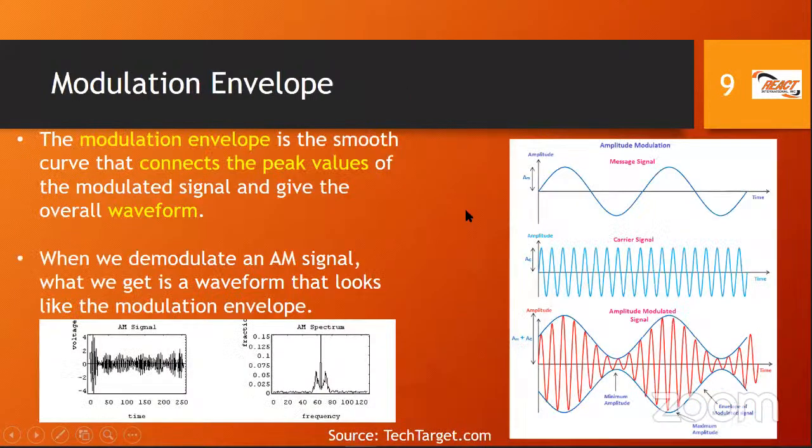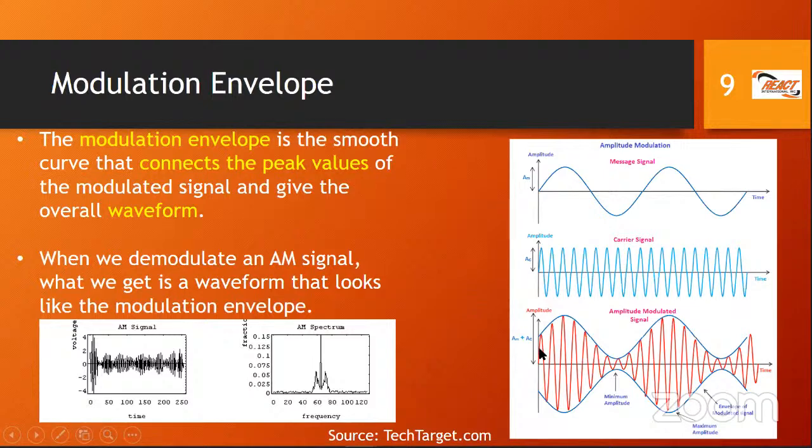So we need to now talk about the concept of modulation envelope. So we're still under AM. On the right-hand side here, we have the same message signal, and then we have the carrier signal. And when we apply the message signal onto the carrier signal, we have the modulated wave, or the AM signal. But there's the concept of a modulation envelope, and it is defined as the smooth curve that connects the peaks of the modulated signal, and that gives the overall waveform.